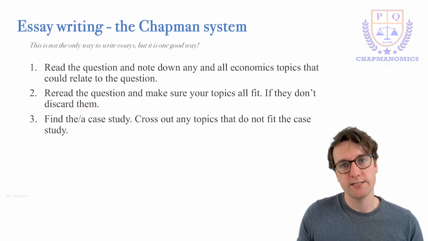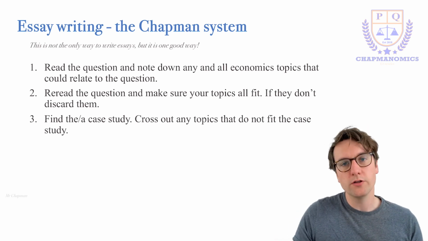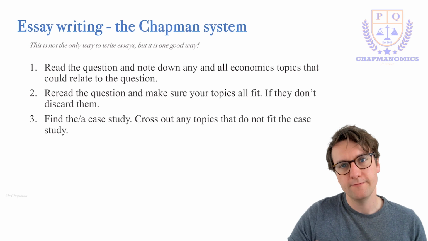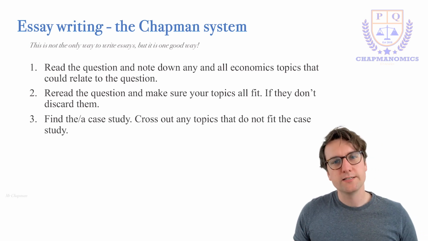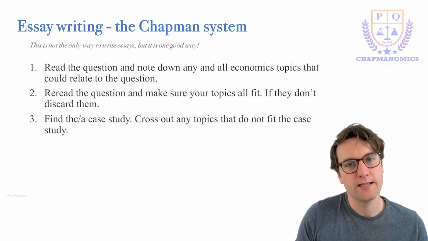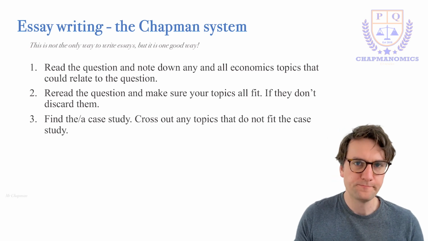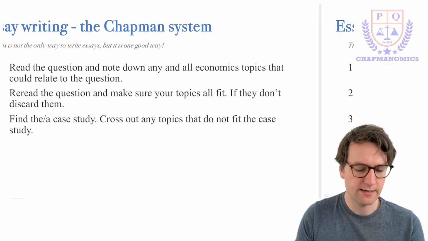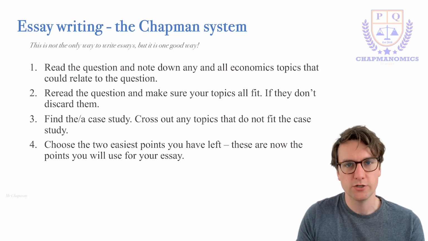So in your section A and section B, you're given lots of information. At the point where you've got your economics topics, go to the case study, find it and see what fits the case study. If there are any economics topics that don't fit the case study, get rid of them. They're not going to be in context. They're not going to relate to the question specifically that you're being asked. We don't need them. After you've narrowed them down, you should be left with a series of topics that relate to the question and that are in context.